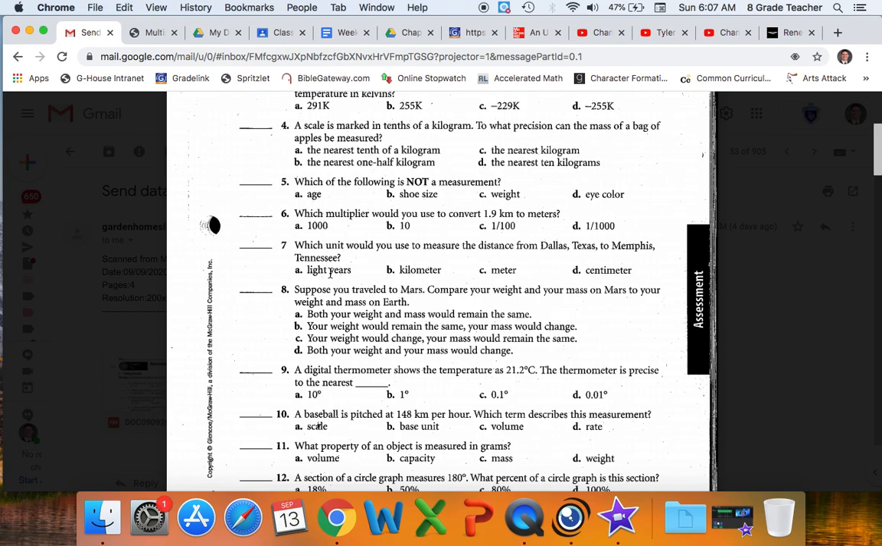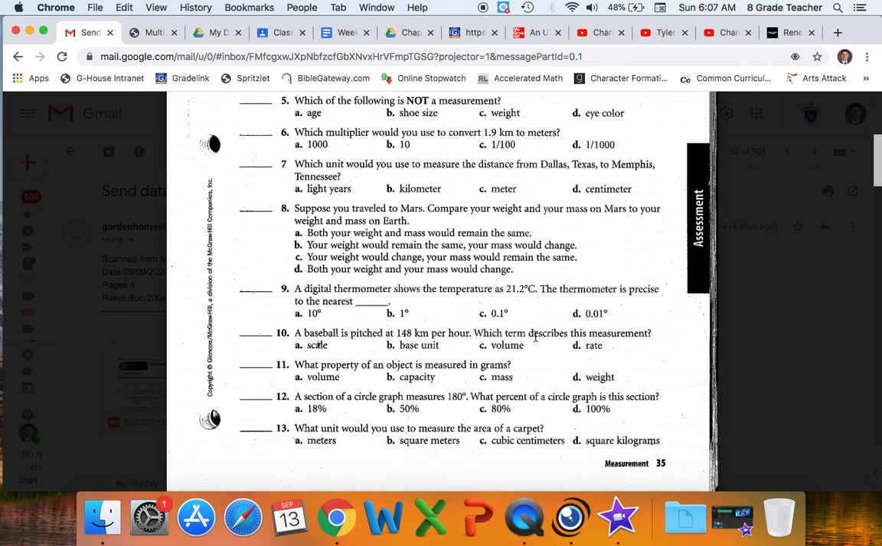Now, light years is between weight and mass. One of those is going to stay the same no matter where you are, where the other is a reflection of the gravitational pull. And if you're on Earth and then you're on Mars, your gravity might be different. So which one of these makes the most sense? I'm thinking letter C, because your weight would change based on the gravity and your mass would remain the same.